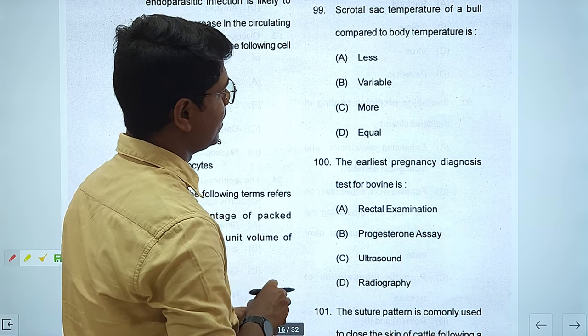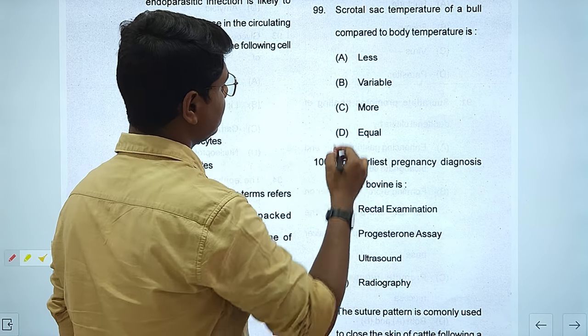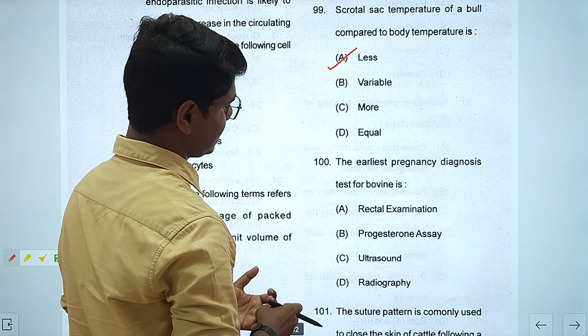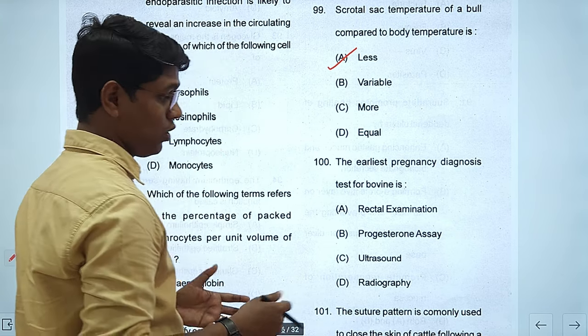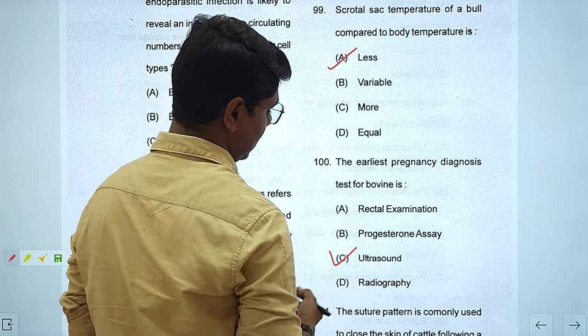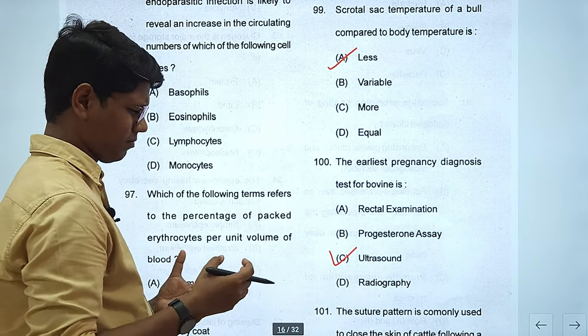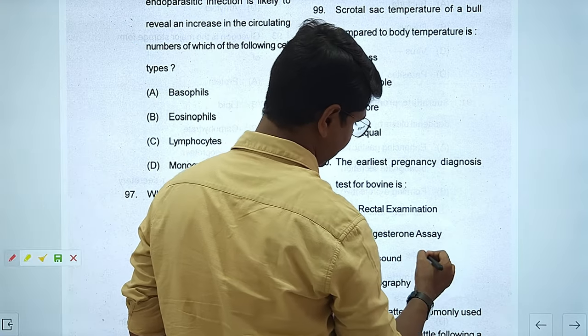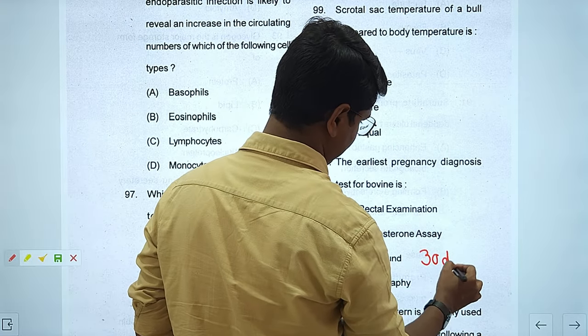Scrotal sac temperature of a bull compared to body temperature is less, usually by 2 degrees. The earliest pregnancy diagnosis test for bovine is ultrasound. Okay, ultrasound. You can diagnose the pregnancy as early as 30 days in case of ultrasound.